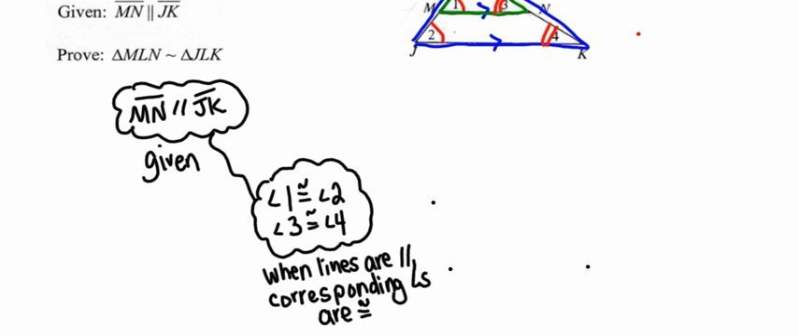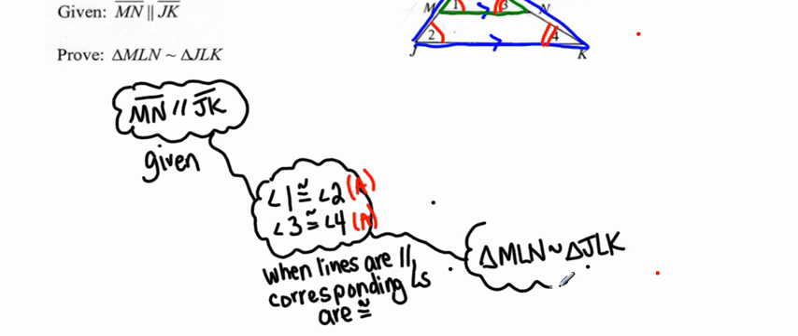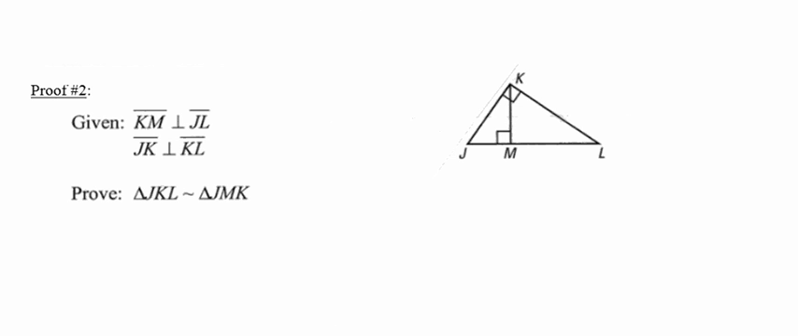So at this point, I've established my whole basis for my proof. I've got two pairs of angles in one triangle congruent to two pairs of angles in a second triangle. I can therefore go ahead and state that the two triangles must be similar. And as far as a reason for that, I've got my angle-angle similarity postulate. All right, so there's our first proof. Let's go ahead now and take a look at the second one.